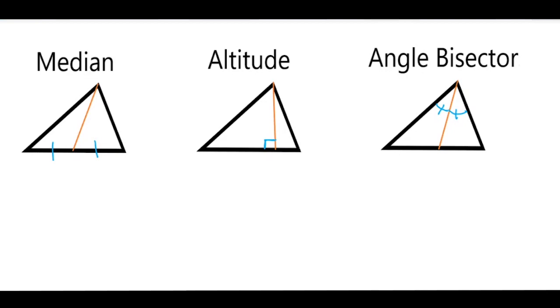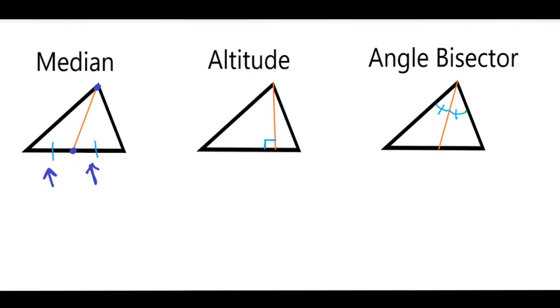Okay? With a median, notice that this orange line comes down and it cuts the base in half so that this side and this side of the line segment are congruent. So it forms two congruent line segments.